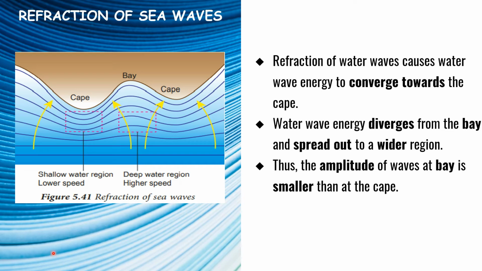The refraction of water waves causes the water wave energy to converge towards the cape. Water wave energy diverges from the bay and spreads out to a wider region. Thus, the amplitude of the waves at the bay is smaller than at the cape.